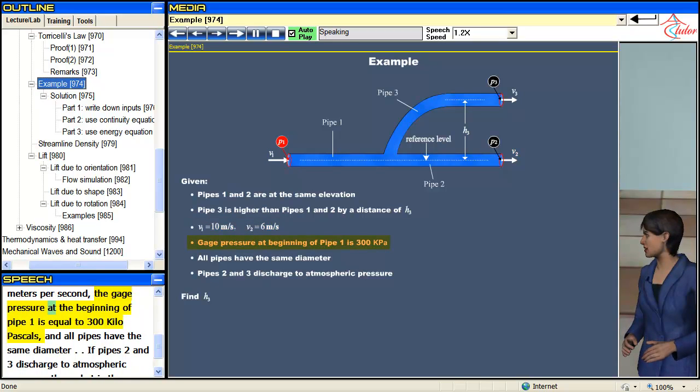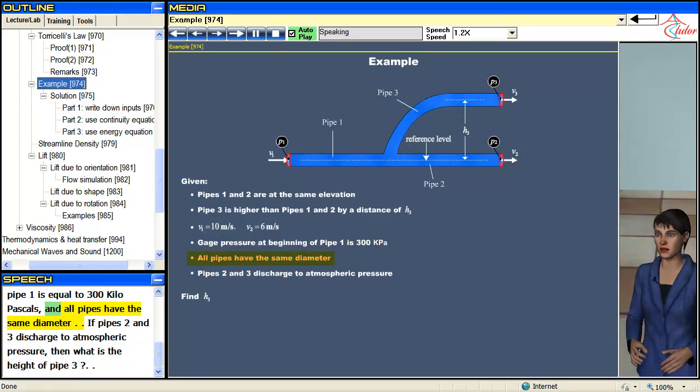The gauge pressure at the beginning of pipe 1 is equal to 300 kilopascals, and all pipes have the same diameter. If pipes 2 and 3 discharge to atmospheric pressure, then what is the height of pipe 3?